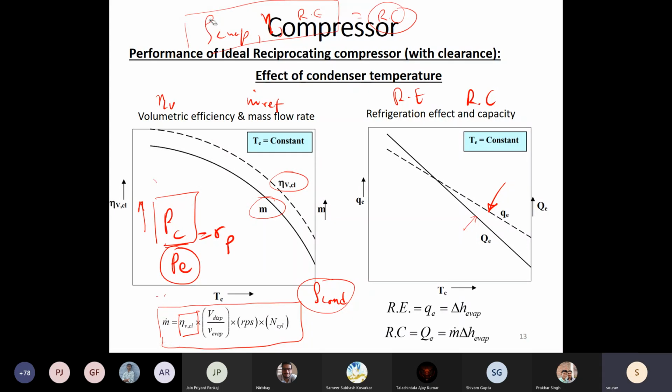Whereas over here, this effect is not there. So you have only the volumetric efficiency which is reducing and the refrigeration effect. You have only two effects which are changing the RC. If you actually do some example problems, you will see that density is a very dominating factor.